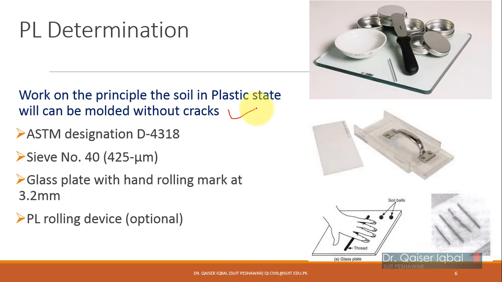Okay, so the standard method which is being used is ASTM D4318. I will also provide you the standard on the SOOD portal. You can download it. In this, the standard apparatus used, the standard procedures, the reporting format, precautions, etc., everything is given in this document, and you will be following these ASTM guidelines to perform the experiment in the laboratory as well. So according to this ASTM standard, for this test you require sieve number 40, which is 425 micron.